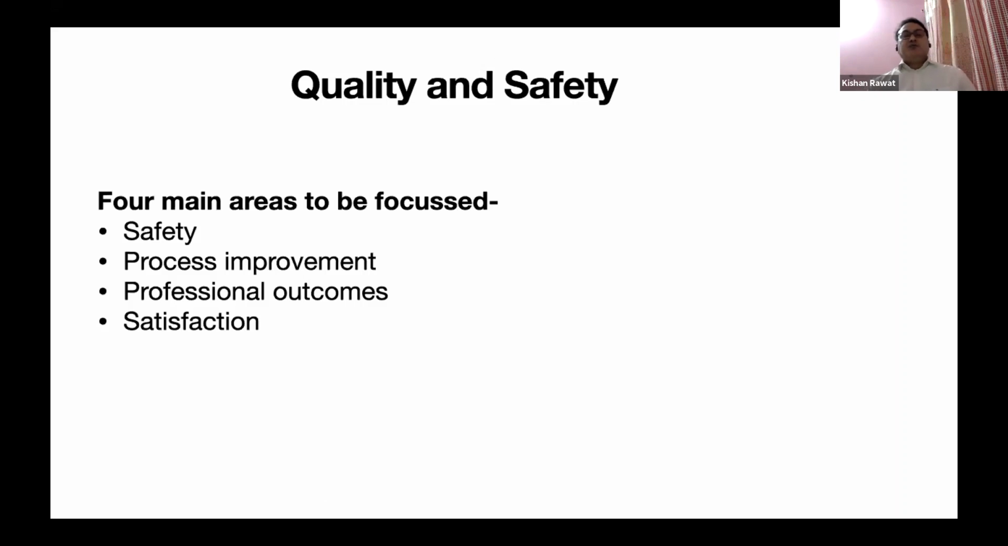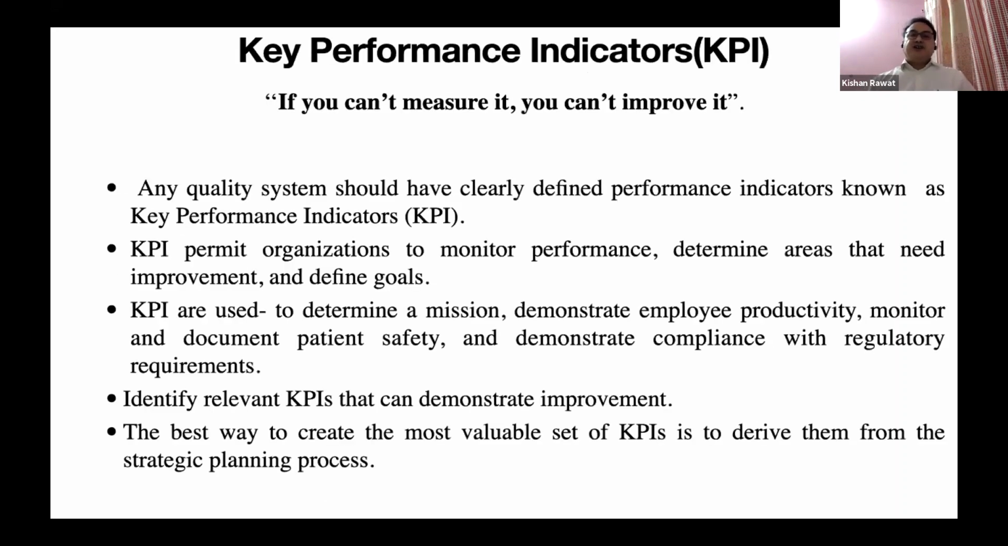So there should be some measurable parameters, because if you can't measure it, you can't improve it. So any quality system should have clearly defined performance indicators. These are known as key performance indicators. These indicators permit the organization to monitor performance, determine the areas that need improvement, and define the goals of the organization.